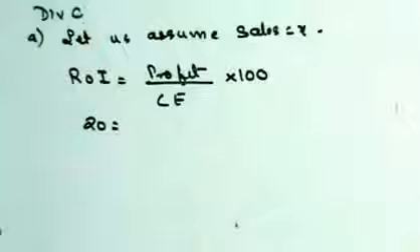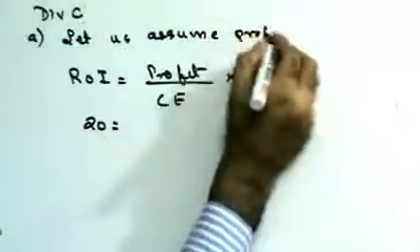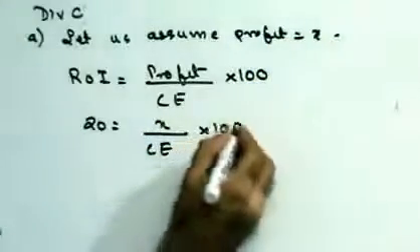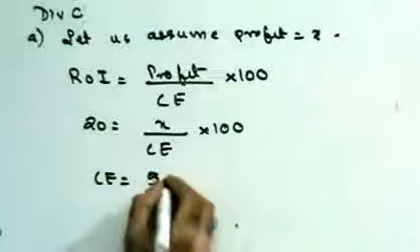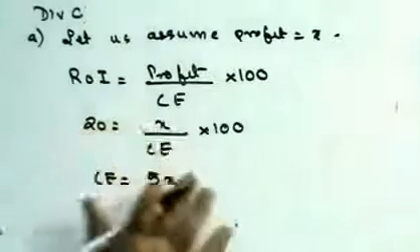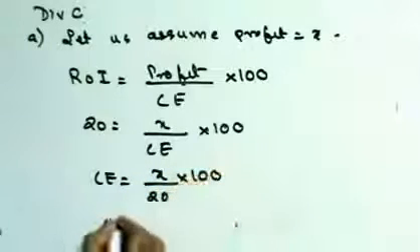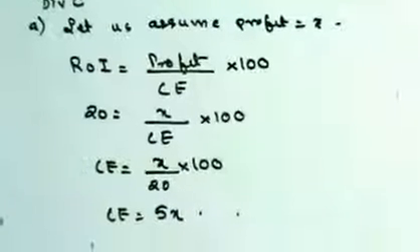So 20% is profit upon capital employed. So in that case, let's assume the profit to be X. If I assume profit to be X upon capital employed into 100, so in that case you will get capital employed is 5X, right? Take this 20 down. See, this will be X upon 20 into 100. So in that case my capital employed is going to be equal to 5X, right?